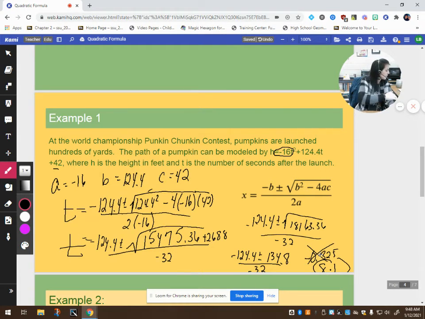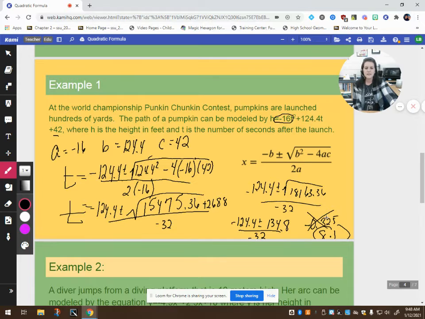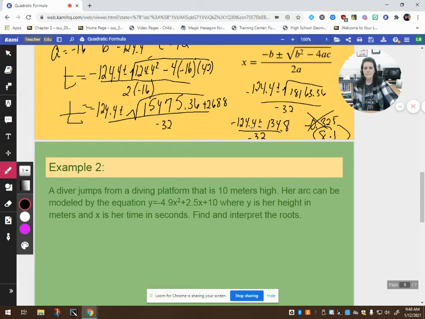We had time is equal to negative 3.25 and time is equal to 8.1. So after 8.1 seconds, our pumpkin chunkin contest chunker, I guess, is the person that throws it, their pumpkin hit the ground again. So they launched it up into the air, and then it starts falling and hits the ground after 8.1 seconds.